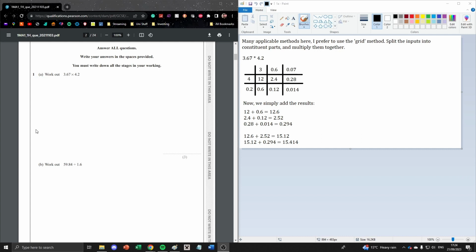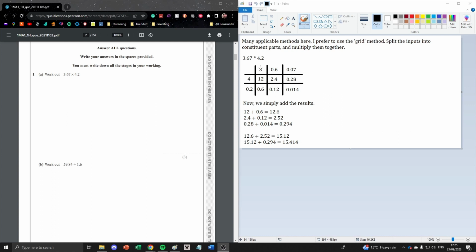So question 1a is a simple multiplication. It asks us to find the value of 3.67 times 4.2. Obviously this is paper 1, so we're not allowed to use a calculator. We have to just use a pen and paper. And I prefer to use the grid method for multiplication.